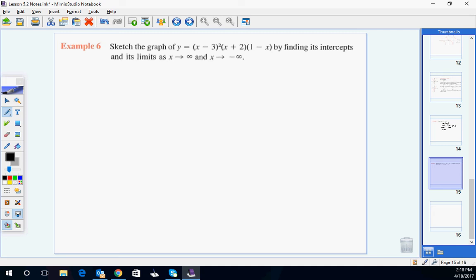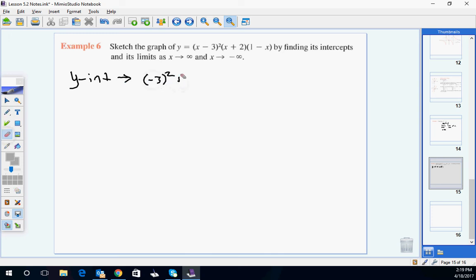Sketch the graph of y = (x - 3)^2 (x + 2)(1 - x) by finding its intercepts and its limits as x goes to infinity and x goes to negative infinity. Okay, so let's start with the first thing. Let's do the y-intercept. That's the easy one. How do you find y-intercepts? You just make x 0, right? To find the y-intercept, make x 0. To find x-intercepts, make y 0. So we're just plugging zeros in here.